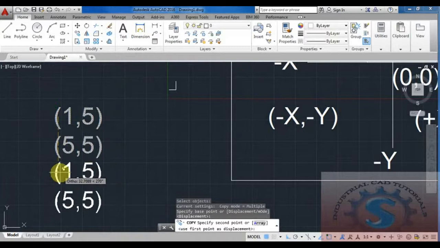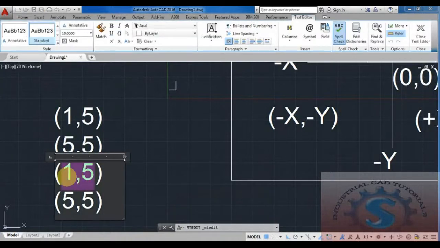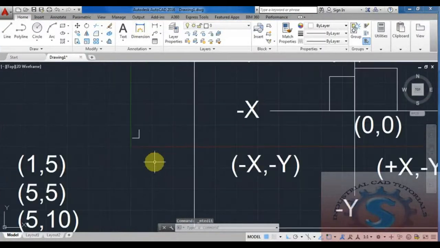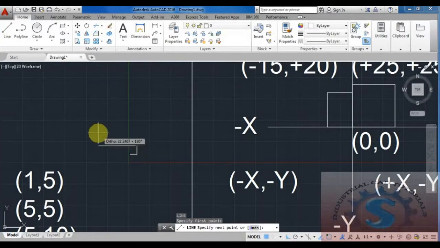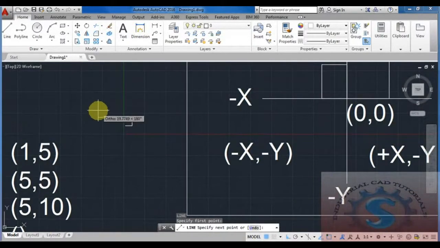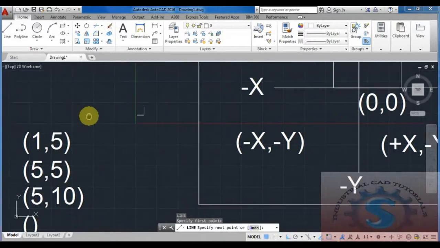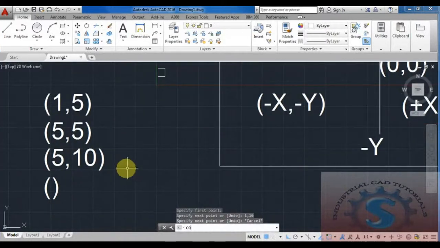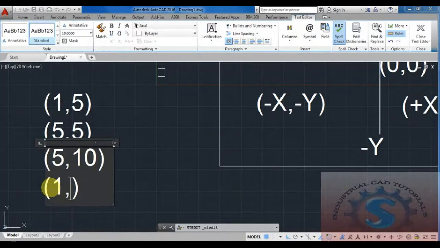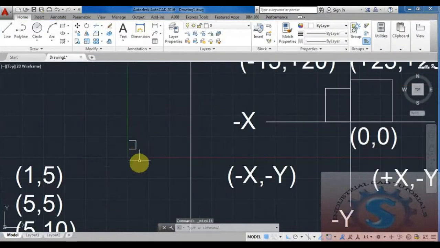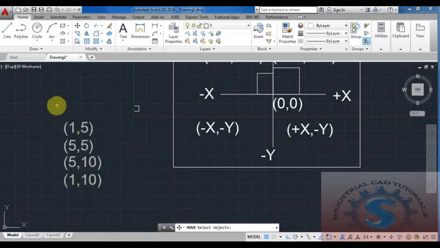After 1, 5, the distance is 5 along the x-axis and 5 along the y-axis, and then 5, 10. The vertical distance of the vertical line is 5, 10. After that, the y-axis is decreasing, so it decreases to 5, 10. After we decrease the axis to 1, 10, because the x is decreasing, the y is constant.